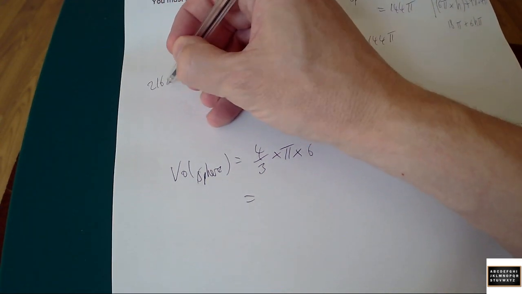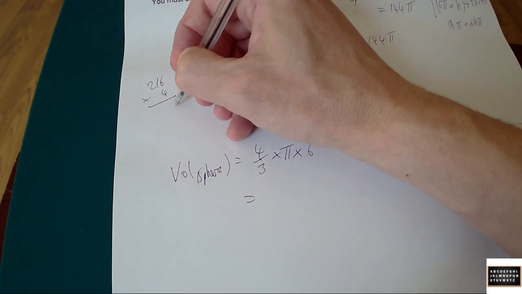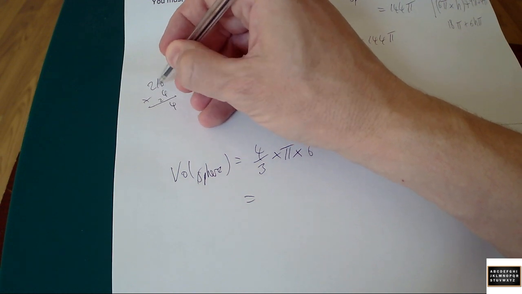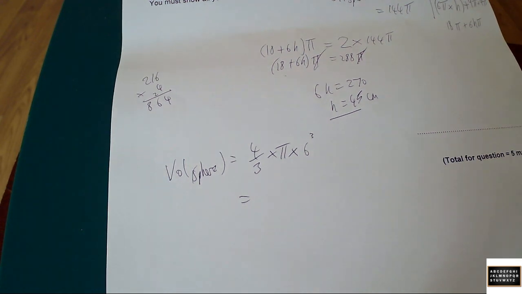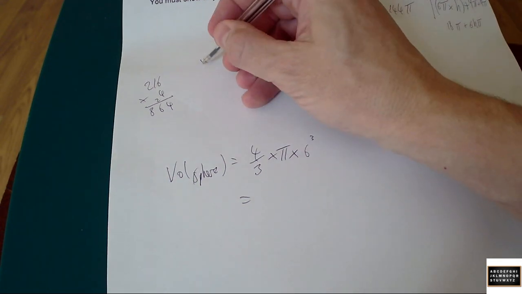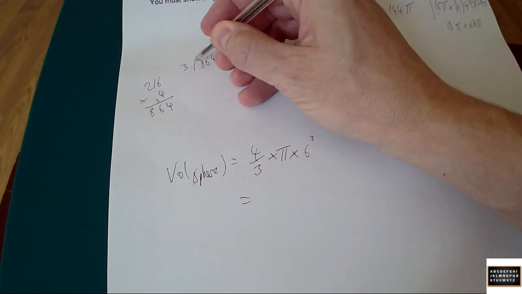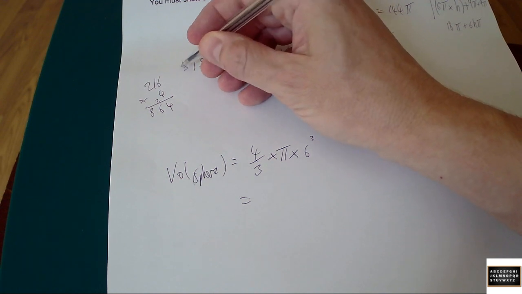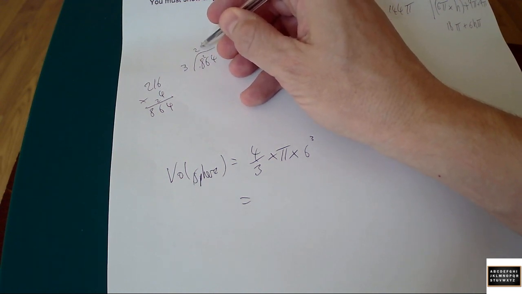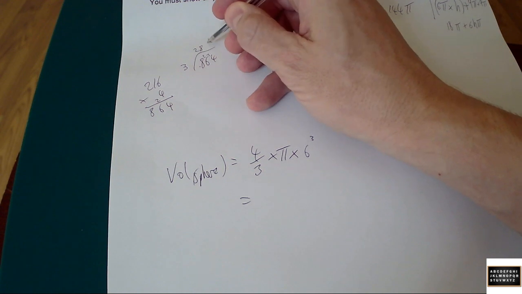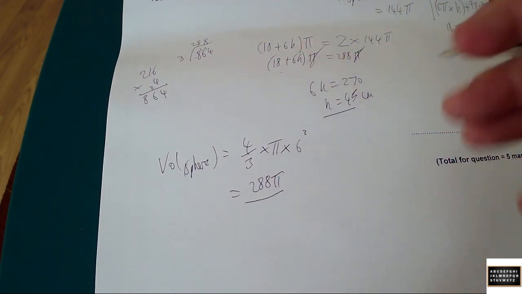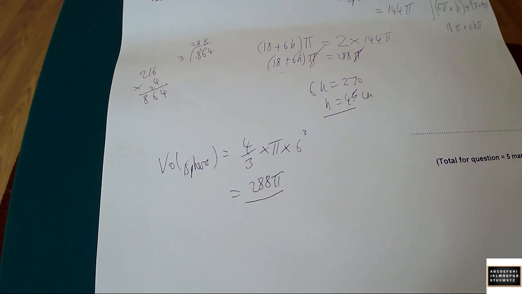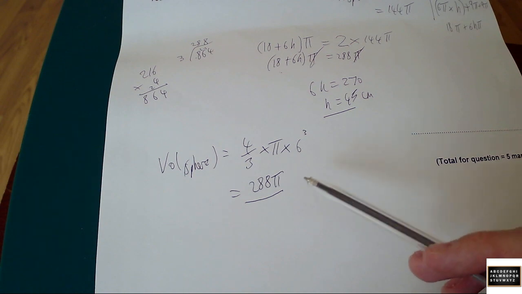So 216 times 4, I'll work that out first, so it's 24, 4, 5, 6, 4 2's 8. I think that's right, 864, so 864 divided by 3. 3 into 8 goes twice, 2 remainder, 3 into 26 goes 8 times 2 remainder, 3 into 24 goes 8, so it's 288 pi. I've tried not to use a calculator because I'm not sure this is a calculator question or not, but I haven't touched a calculator yet, so hopefully we're okay.